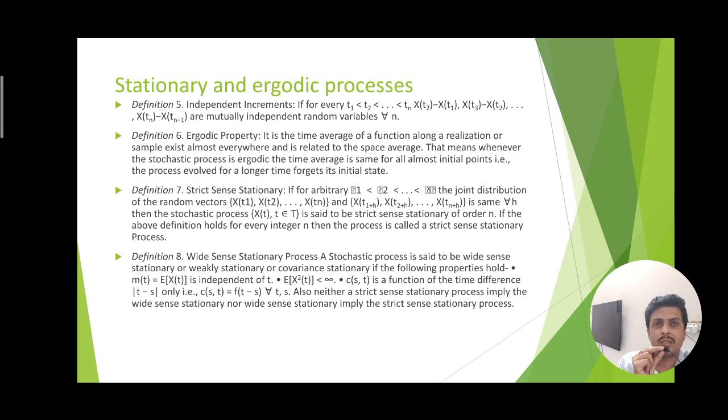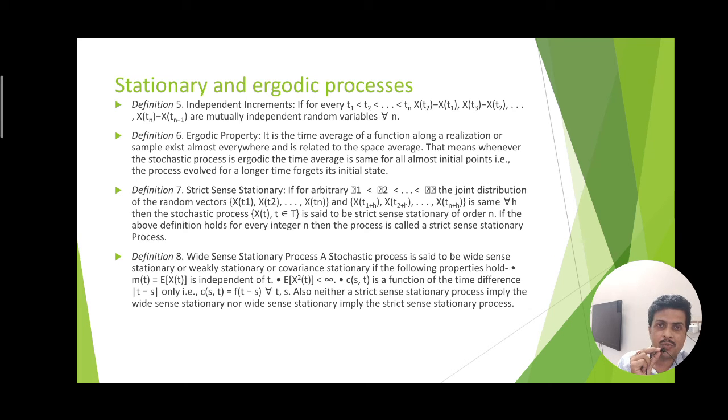Now, here are the important definitions of the ergodic property. That means ergodicity, which we already have discussed, strictly sense stationary. So this strictly sense stationary is important. It is almost the same definition as we discussed with respect to the stationary process. That means the stochastic process should have the joint probability which is not changing with reference to time.